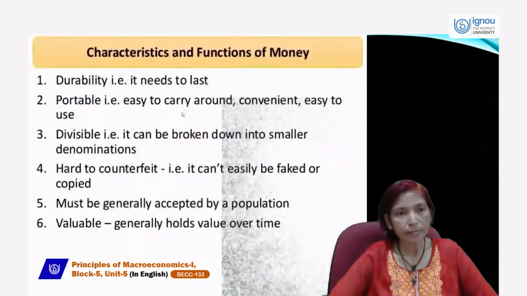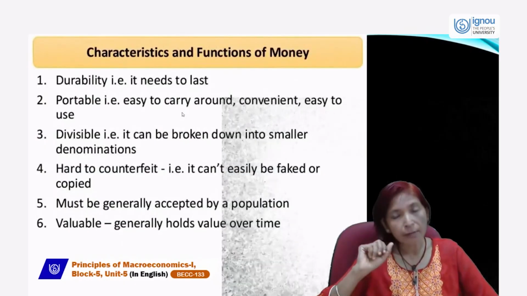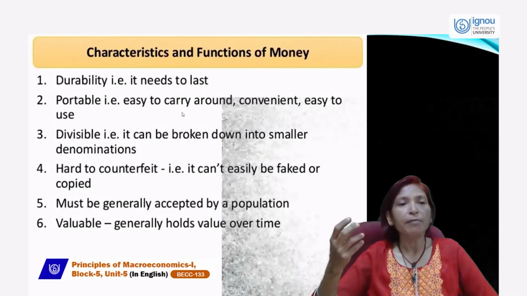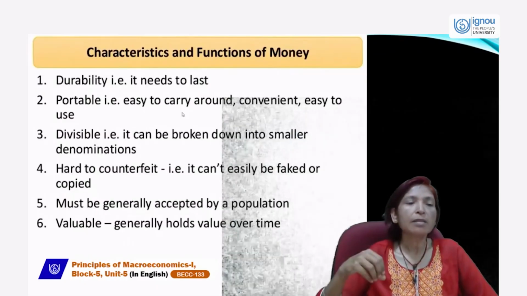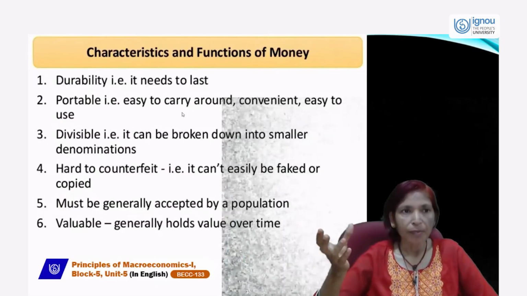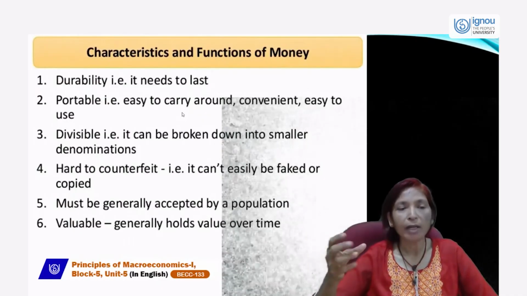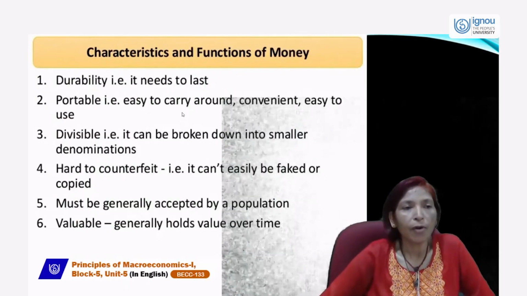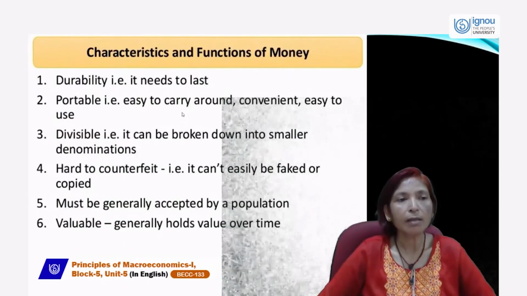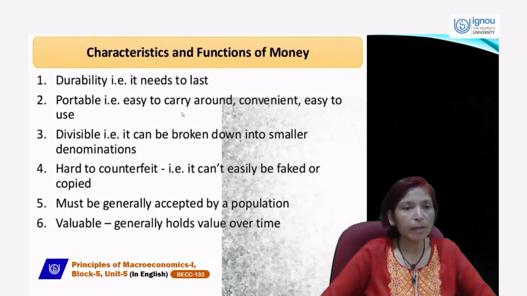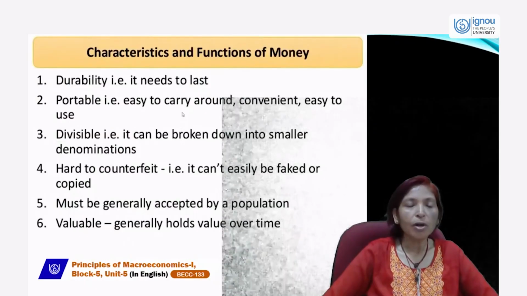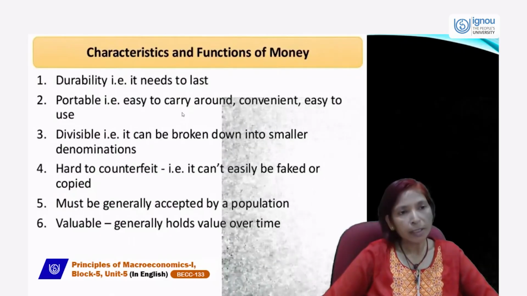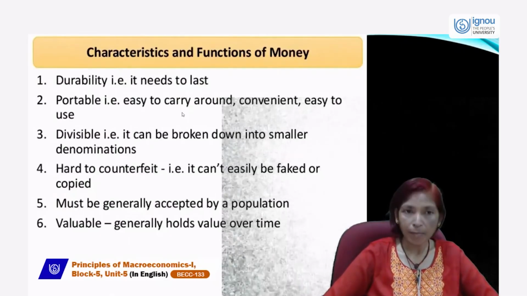Now next is characteristics of money. Characteristics means features of money. What are the main features of money? Money is very durable. Durability means it needs to last and can be used for a long time period. It's not a semi-durable or perishable good which is used only for a short time period. Money can be used for a longer time period. It has durability merit.